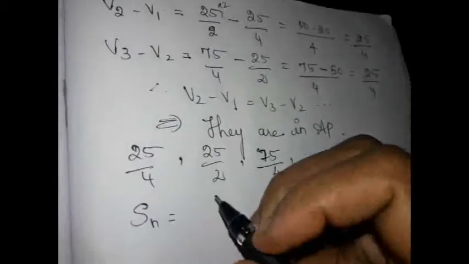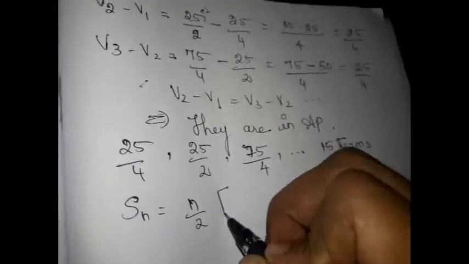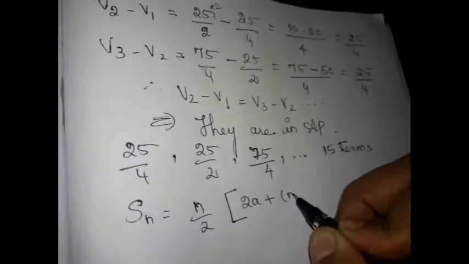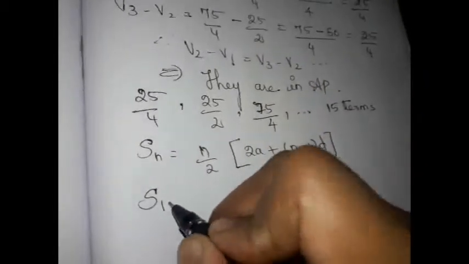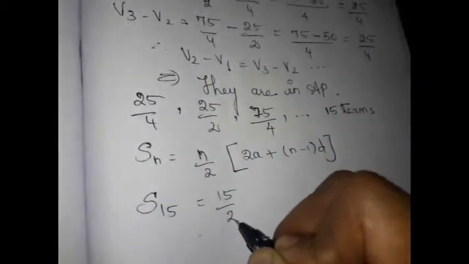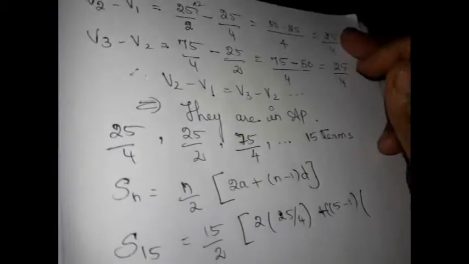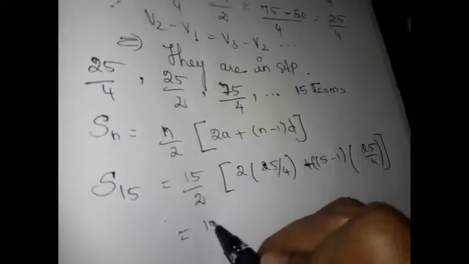Alright. So what is our SN formula now? SN formula is n by 2 times 2A plus n minus 1 times D. We don't know the last term, so we have to go with this formula only. So S15 equals 15 divided by 2 into 2 times what is our A? 25 by 4. Don't confuse it with your width. We are talking about only volume. So this will be your first term. Plus 15 minus 1 into your common difference, which we got as 25 by 4.